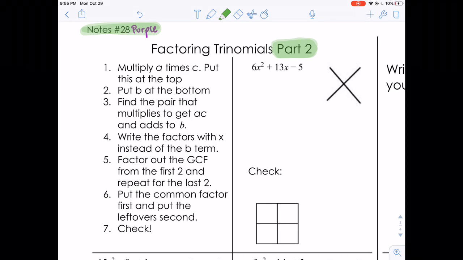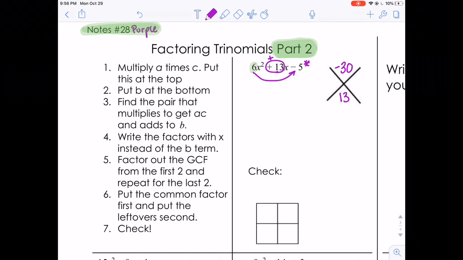So when we multiply these, the only way that it's going to look different is that there's going to be a number in front, right? So that's when you're going to know that you need to use this strategy. So 6, you're going to multiply it times the negative 5. And that's going to tell you what to multiply. So 6 times negative 5 in this case is negative 30, right? This number here is still going to be the thing that you have to add to. So we're adding to 13.